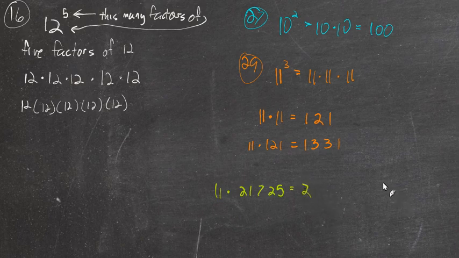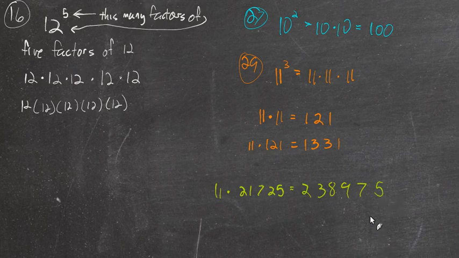First number's 2, last number's 5. And the next number is going to be 2 plus 1, that's 3. Next number is going to be 1 plus 7, that's 8. 7 plus 2, that's 9. 2 plus 5, that's 7. And the last number is 5.